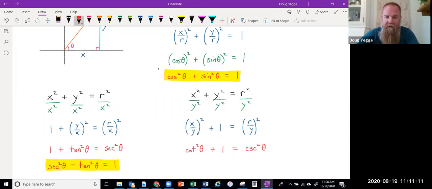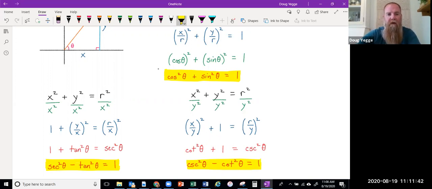But in general, a lot of times what we do is we isolate the 1. So we could subtract cotangent squared theta, which gives me cosecant squared theta minus cotangent squared theta is equal to 1. And here's our last Pythagorean identity, which again tells us that if we know one of these two ratios, if we know the value of cosecant theta, we can use this ratio to find the value of cotangent theta.